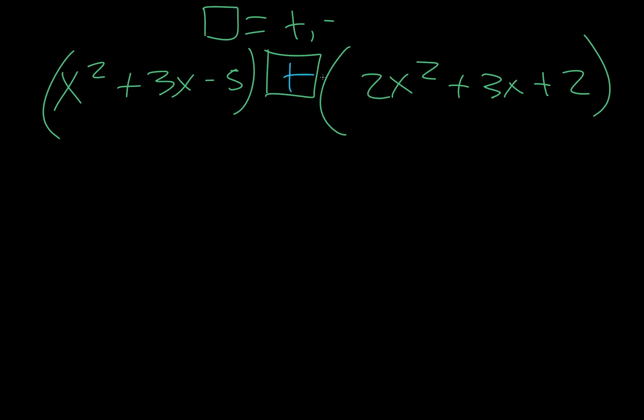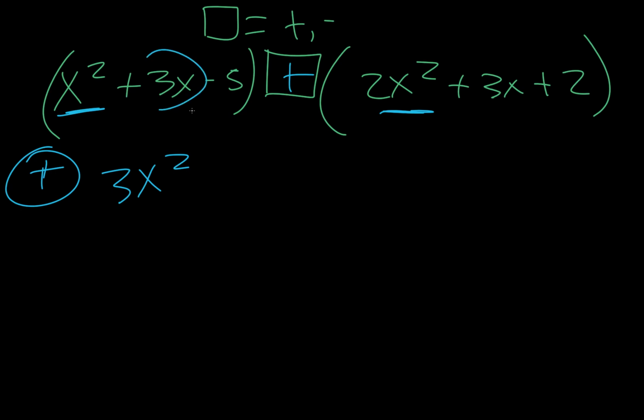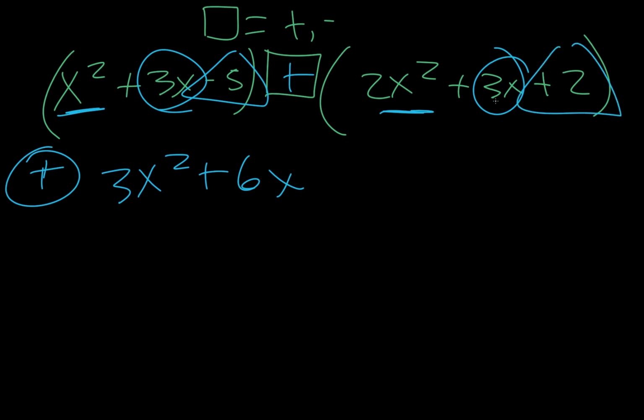So when this is a plus sign, we just combine like terms. So we have x squared, 2x squared would be 3x squared. I don't know where I wrote a plus sign there. 3x squared. And then this one and this one would make 6x. And then this one and this one would be negative 3. Okay.